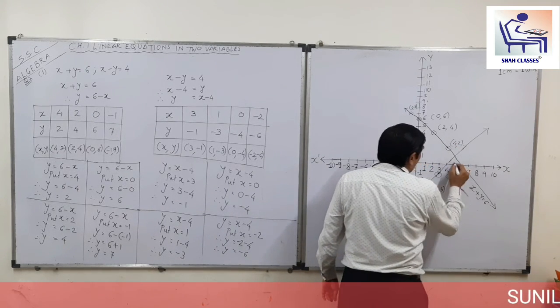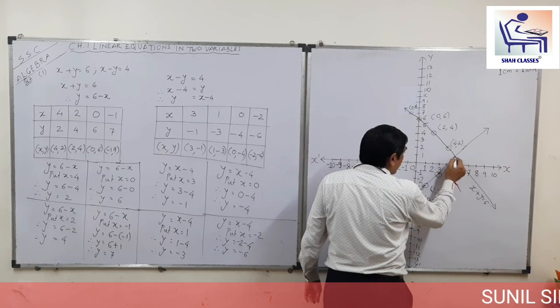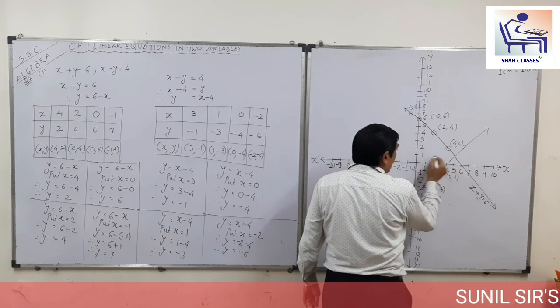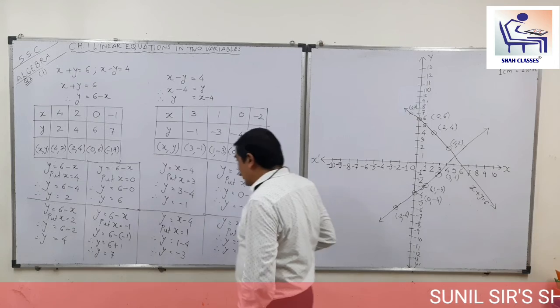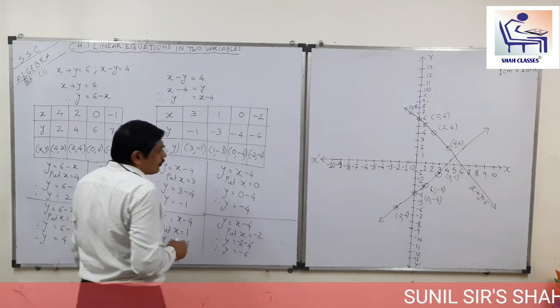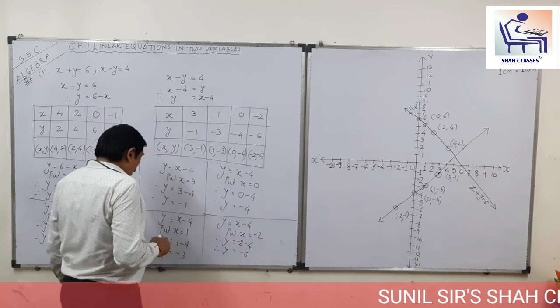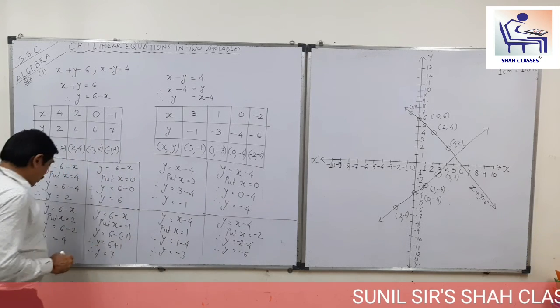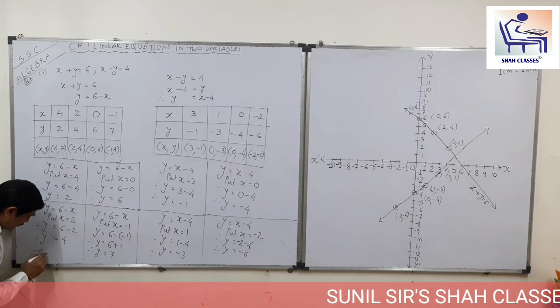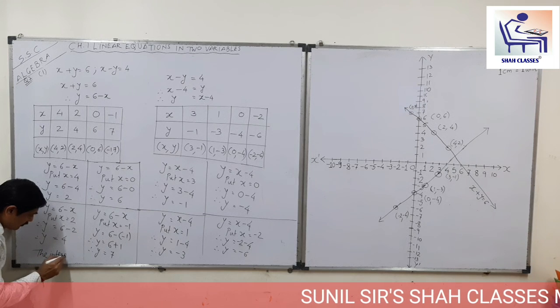Where it intersects. It intersects on the x-axis at 5 and on the y-axis at 1. So we have to write the intersection of two lines.